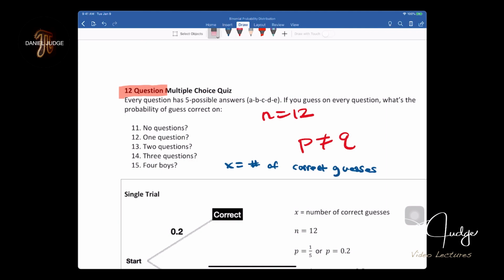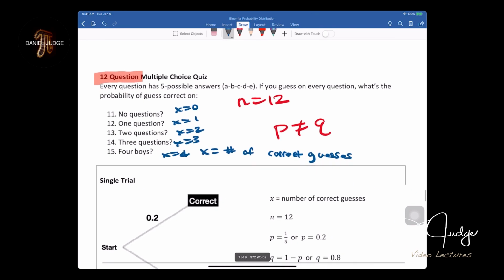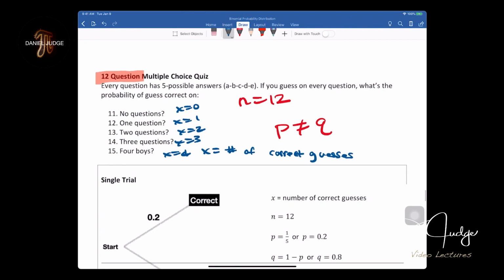So no questions correct, this is x equals 0. One question correct, x is 1. X is 2. X is 3. And that's not boys. That's going to say x is 4. I'm going to change that. Typo. So these are some questions I want you guys to work on as well today. Examples.